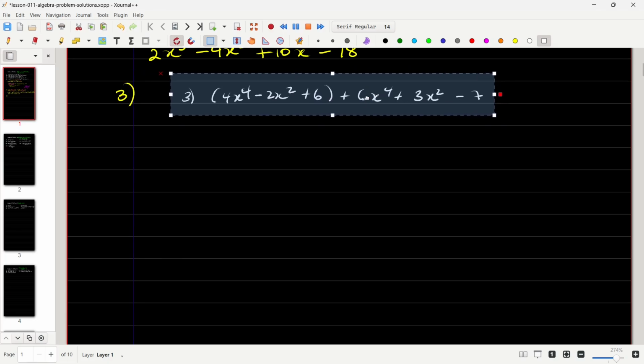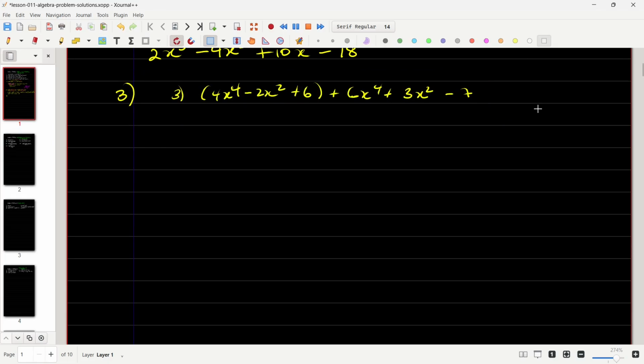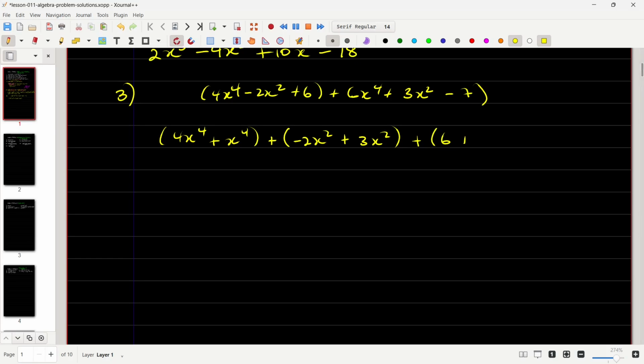All right, so just put this here, yellow. Good. Take off this, put a bracket closing off on the end here. All right, so we're going to group the terms together. So we have here 4x to the fourth power plus x to the fourth power plus negative 2x squared plus 3x squared plus 6 plus negative 7.